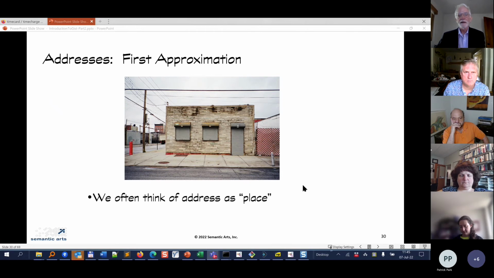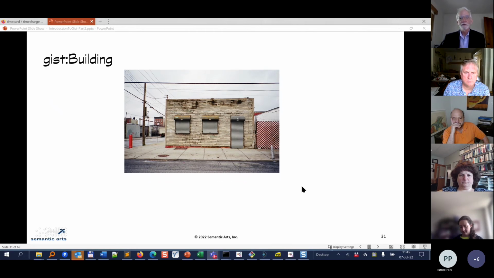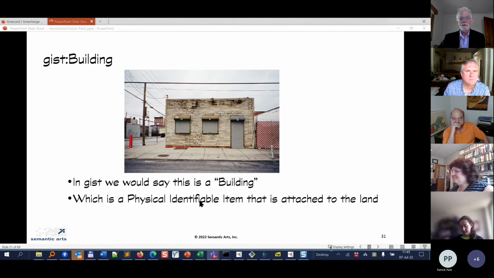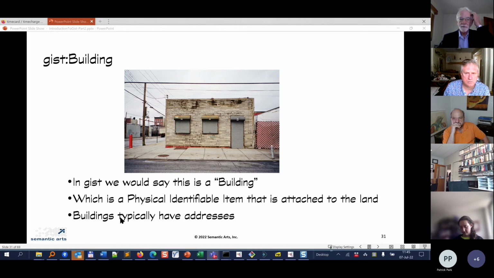So we often think of an address as a place, say a building. But really, a building is what we called, from last time on June 2nd, a physical identifiable item attached to land. That's what a building is. Buildings typically have addresses, but not every one. Your outbuilding in your backyard where you store your lawnmower and your skis and your bicycles doesn't have an address. So not all buildings have addresses, but many of them do.